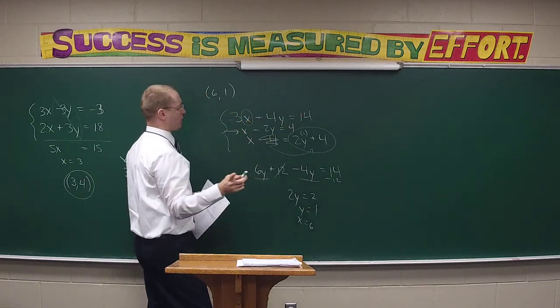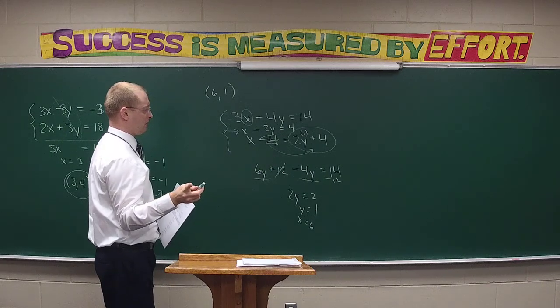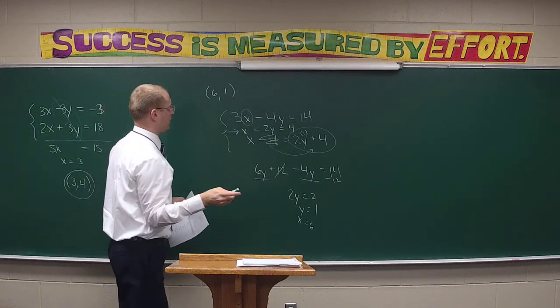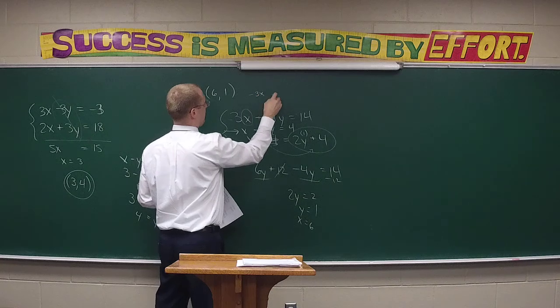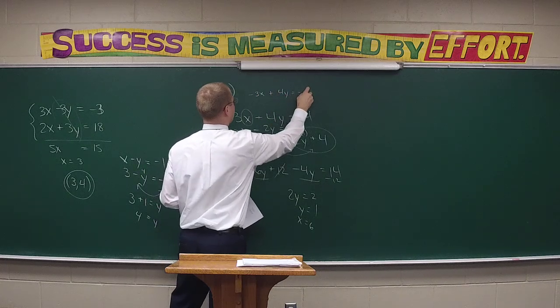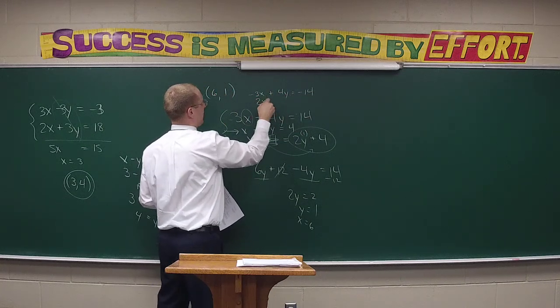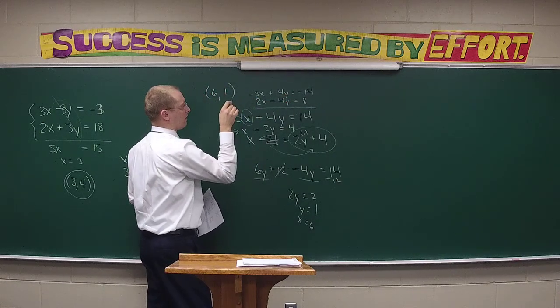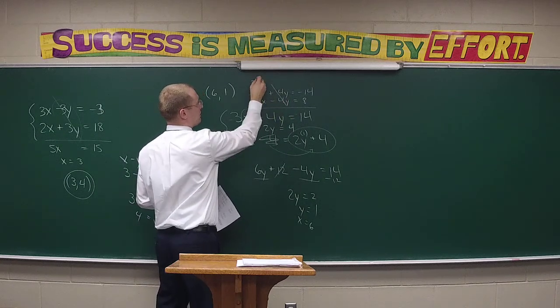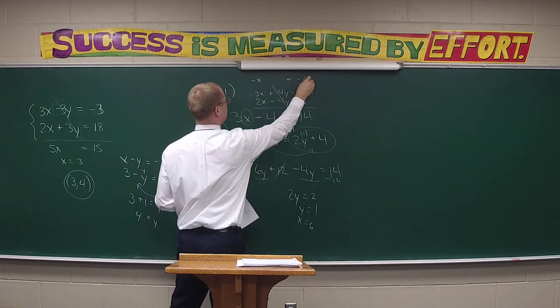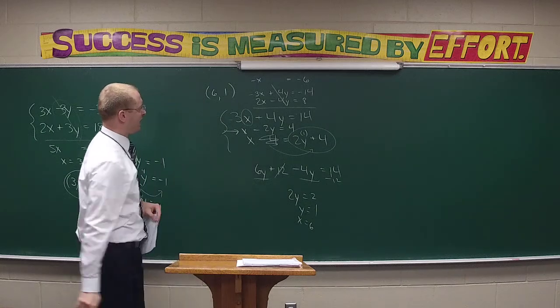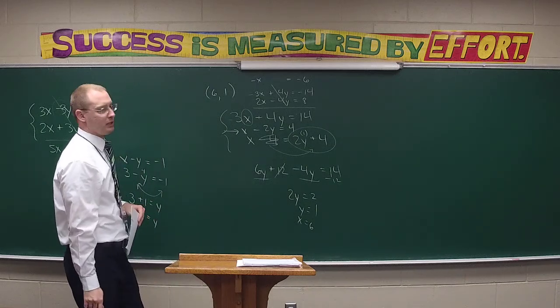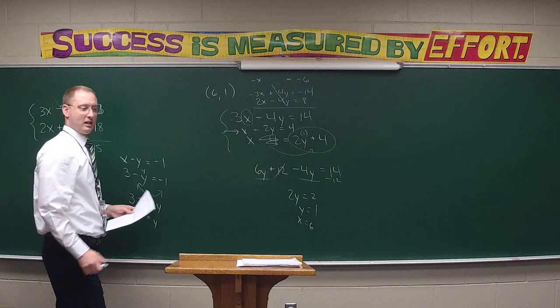What did you end up getting for your x? I got 2/3. All right, so you should have had a -3x plus 4y equals -14, and you had a 2x minus 4y equals 8. That cancels. You end up with -x equals -6. So I'm not sure what happened there. All right, let me see your work.